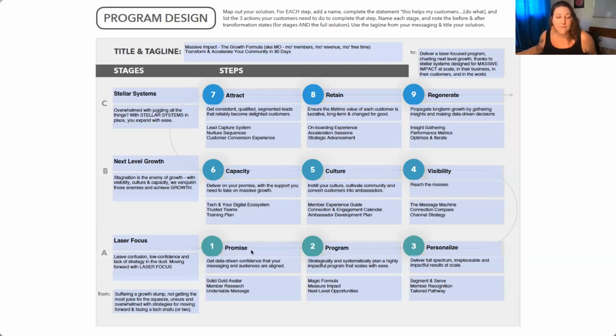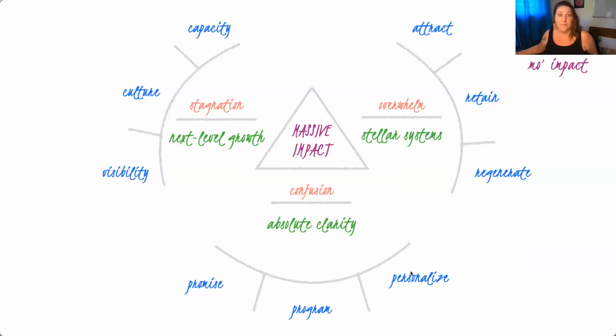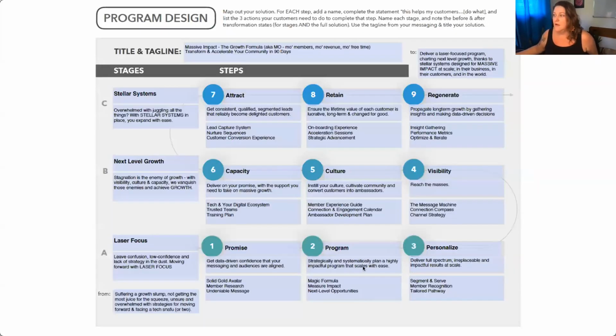And then for each step, you can see here, promise, program, personalize. Same thing here, promise, program, personalize. I say this step helps my customer do what? So that I stay really clear, I'm really focused on the detail. This step helps my customers get data driven confidence that their messaging and audience is aligned. How do they do that? My three activities. This is my intellectual property.